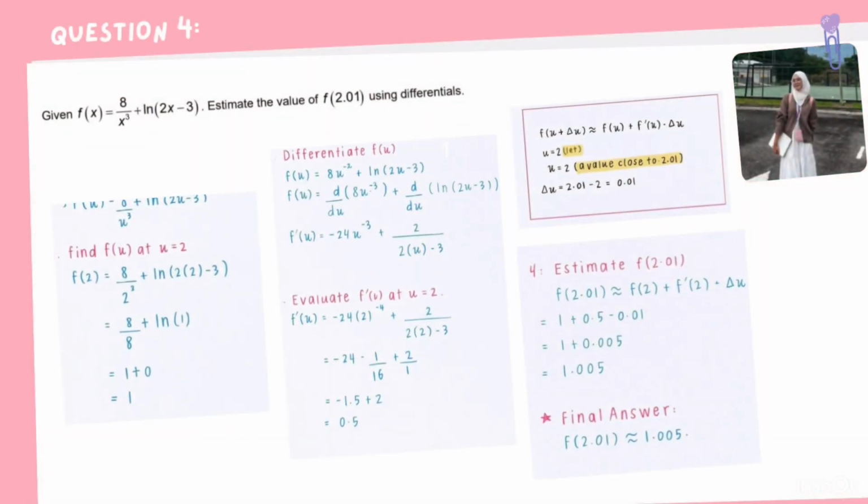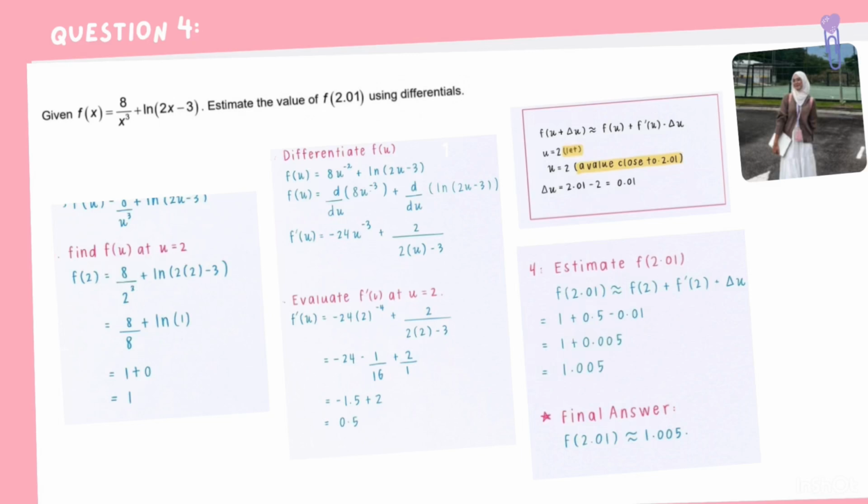Assalamualaikum and hi, I'm Nuzakira Alia binti Ahmad Nazri. We are given a function f(u) equals 8 over u cubed plus ln(2u minus 3), and we are asked to estimate the value of f(2.01) using differentials.